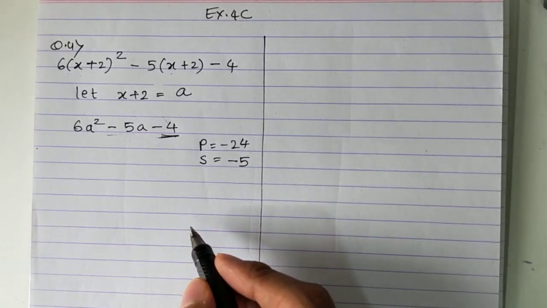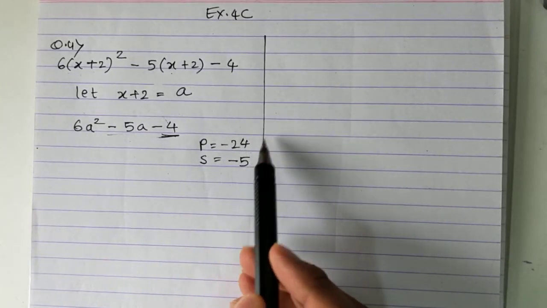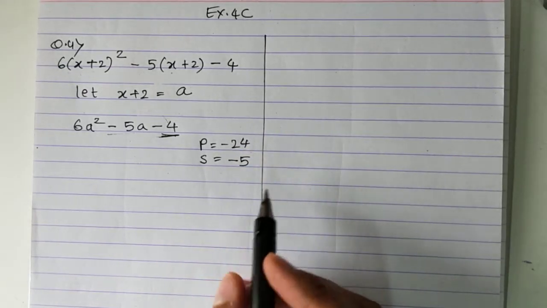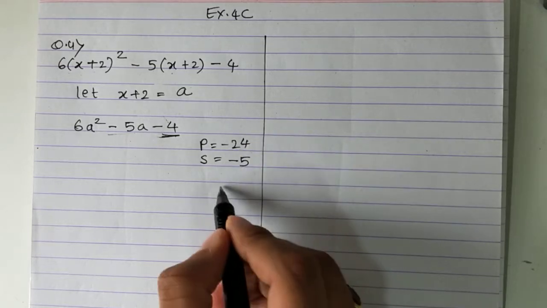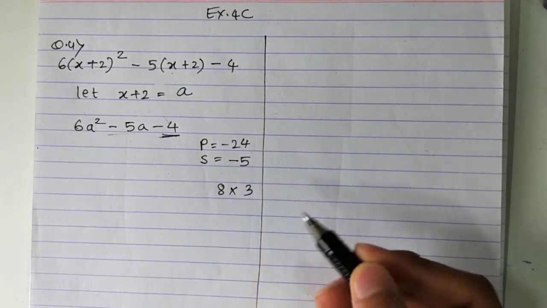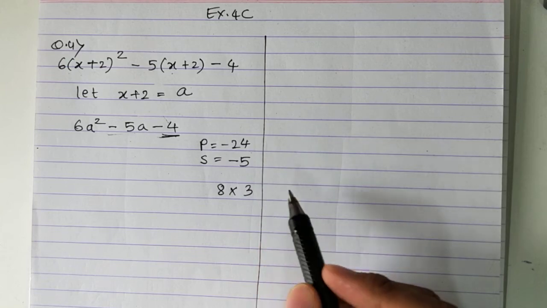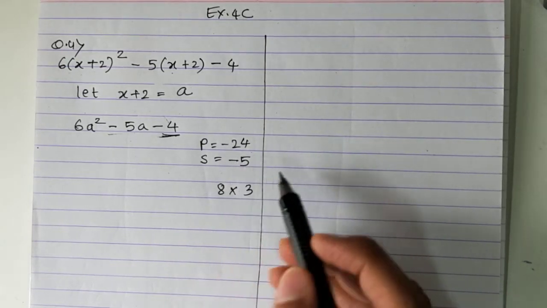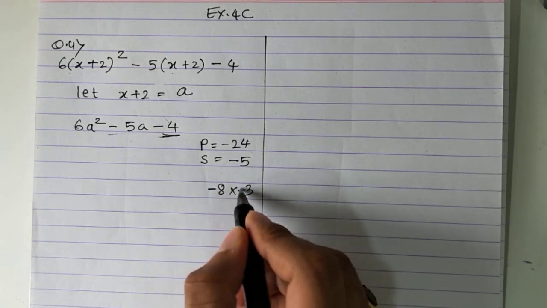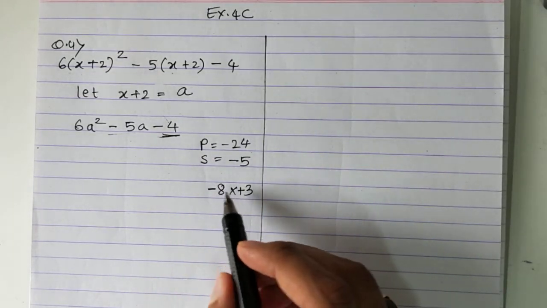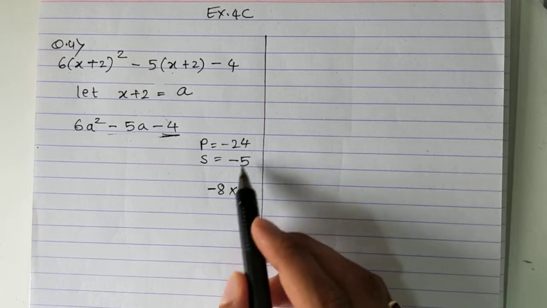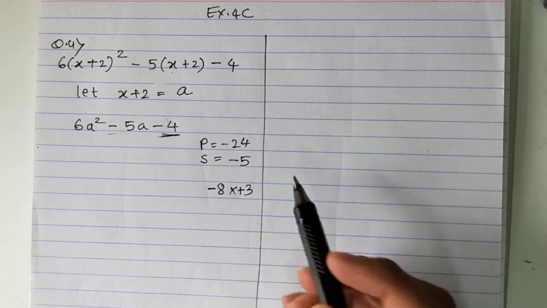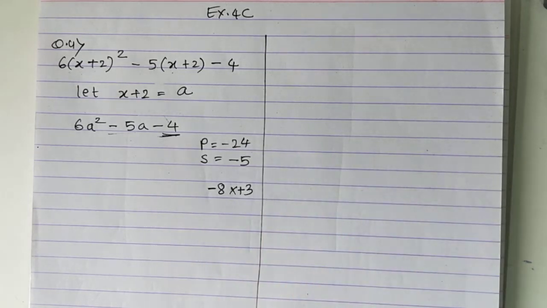So what will be the two numbers? When we multiply them, we get minus 24, and when we add them, we should get minus 5. So 24 can easily be found by 8 into 3. Now I want minus 5 when I add them, a negative number. So I'll make the bigger number negative, smaller number positive. So minus 8 plus 3 will give me minus 5, and when I multiply minus 8 with plus 3, I will get minus 24.